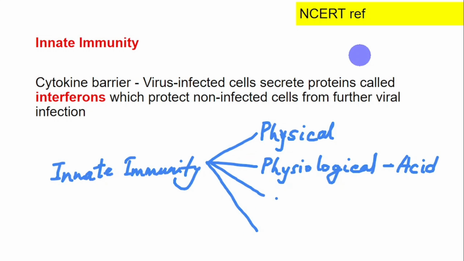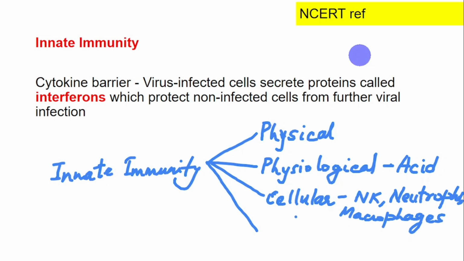Then third level would be the cellular response. Cells of innate immunity are NK cells and then neutrophils and macrophages. So they also help in destroying the pathogens. And the last category is asked in this question, interferon, the cytokine barrier. So cytokines are the messenger molecules which are released by the immune cells, and they help in communicating with each other and also with the other cells of the body. So these four categories you need to remember.